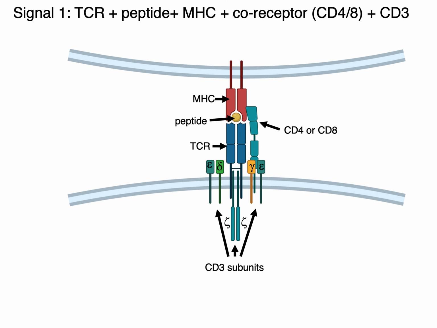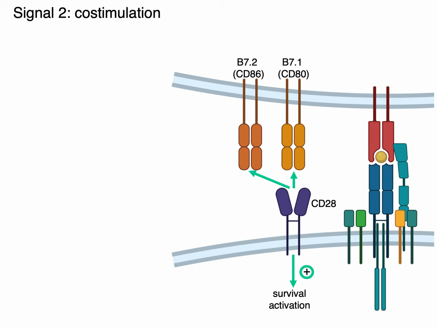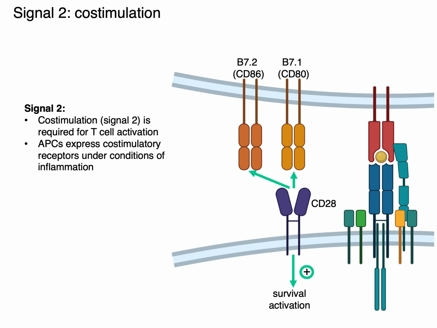CD3 is important to know because it is the complex of molecules that's used as a marker for T cells. So a cell that is expressing CD3 is by definition a T cell. The second signal that T cells have to get activated is referred to as co-stimulation. And this signal occurs when APCs express co-stimulatory molecules when they have become activated.